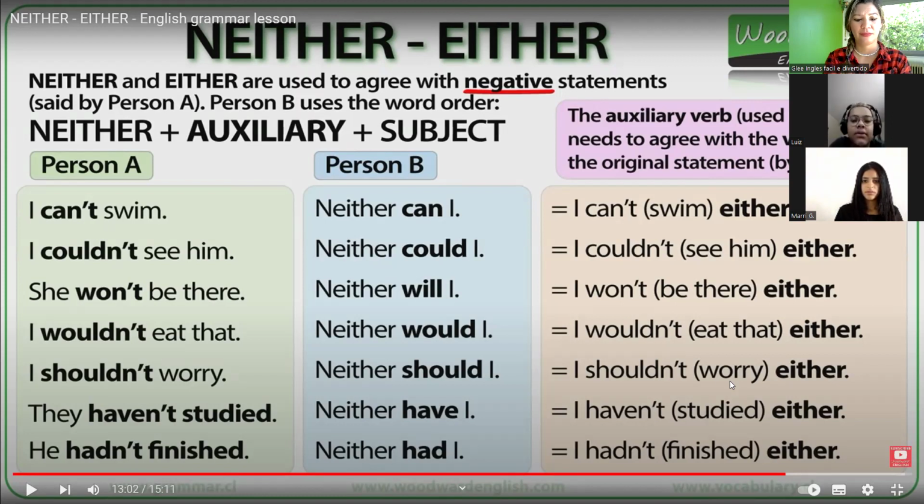She won't be there. Neither will I. I won't be there either. Ela não vai estar lá. Nem eu. Eu não vou estar lá também. I wouldn't eat that. Neither would I. I wouldn't eat that either. Eu não comeria aquilo. Eu também não. Eu não comeria aquilo também.